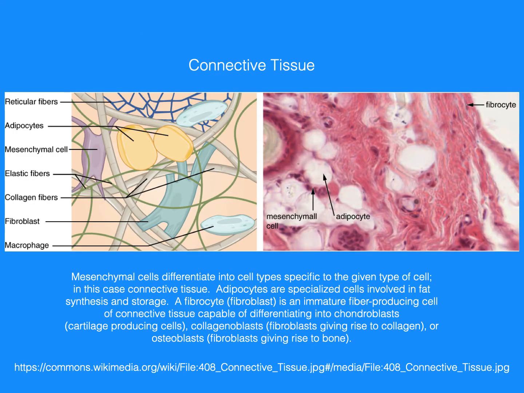Connective tissue illustration. Mesenchymal cells differentiate into cell types specific to the given type of cell, in this case connective tissue. Adipocytes are specialized cells involved in fat synthesis and storage. A fibrocyte is an immature, fiber-producing cell of connective tissue capable of differentiating into chondroblasts, collagenoblasts, or osteoblasts.